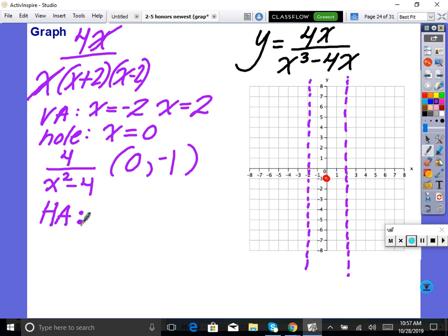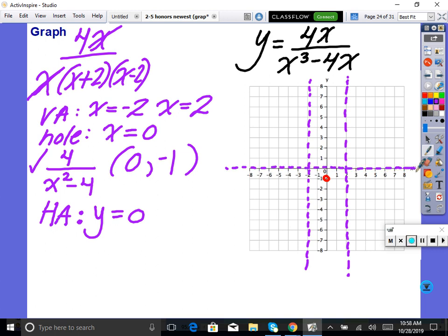I like to look at standard form. You can use the original or the new. It does not matter, you'll get the same answer. I'll look at the new. The degree on top is smaller than the degree on bottom. Picture yourself plugging in 1,000,000. 4 cut up into 1,000,000 pieces, 1,000,000 squared, is pretty much 0. So y equals 0 is my horizontal asymptote.